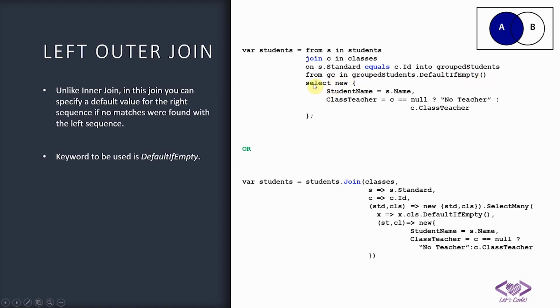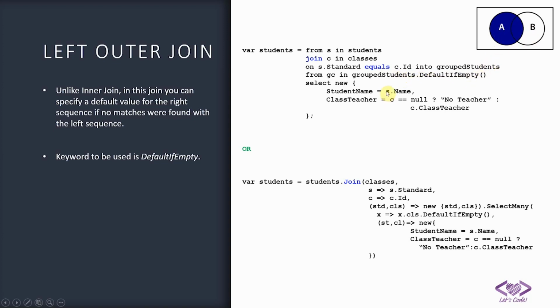And after that, when you do select new, then you can define what you want the data to be, like student name is equal to s dot name. If you avoid this default if empty, then you will get the same result we used to get for inner join, that is nothing but the common one, the only matching one of both the collections. But if you want to get the data of the left collection, even though there is no matching data, then you have to use default if empty.